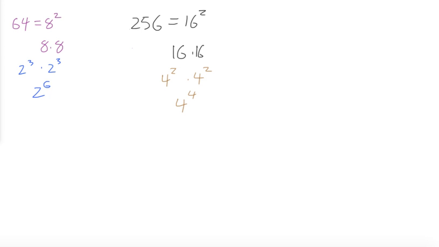Alright, let's make some more room. Okay, so we just kind of saw this, but I'm going to show it to you again. Say we had 2 to the 5th times 2 to the 6th. That's going to equal 2 to the power of 5 plus 6, or 2 to the power of 11.